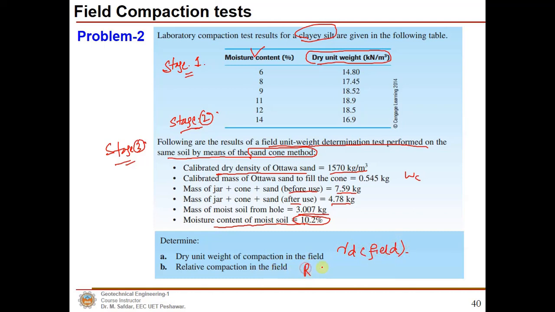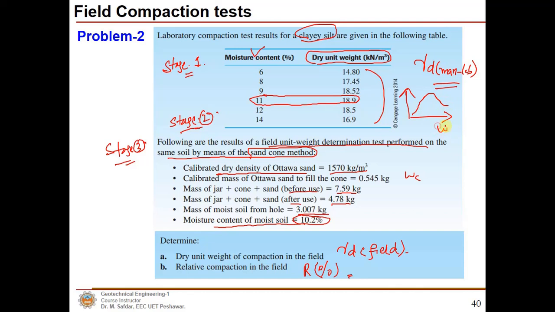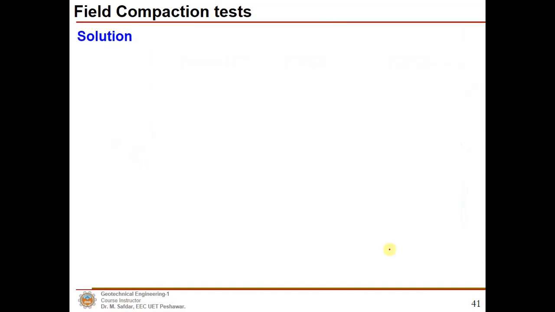and we need to find out the relative compaction, because we can plot this and we can get the gamma D max in the lab. Approximately it's 18.9. We can plot that as well, and then we can find out the gamma D max in the lab. So we need to find out the dry unit weight in the field, and the relative compaction in the field as well.